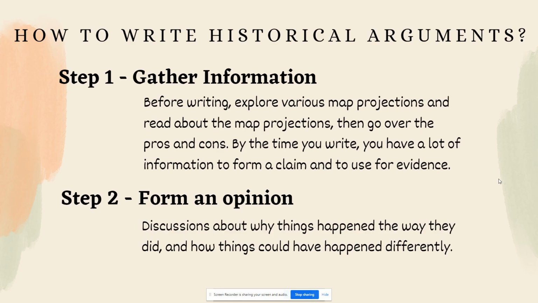Step 2. Form an opinion. Discuss why things happened the way they did and how things would have happened differently. Aside from the information that you've gathered, your opinion is important in writing arguments. So think about the possibilities of the event that happened, or the possibilities if it did not happen. Think about the things that happened the way they did and what would have happened if those things did not happen or happened differently.